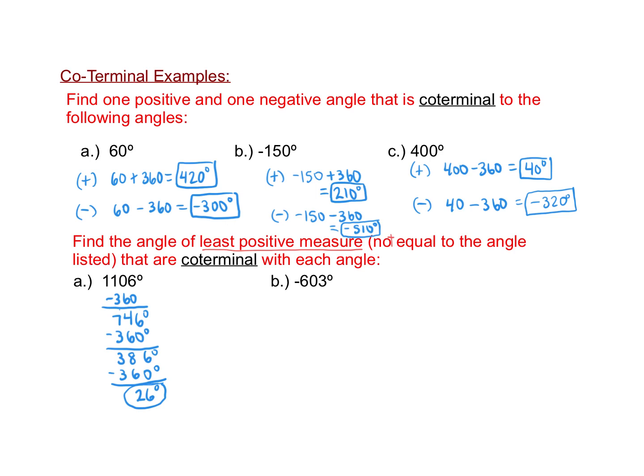So then for B, we've got a negative angle that we're starting with, and since we want the least positive angle that's coterminal to it, now we're going to have to add 360 to that. So we're going to continue to add 360 until we get that first positive angle. And when I do that, I end up with 117 degrees. So that would be my least positive coterminal angle for negative 603 degrees.